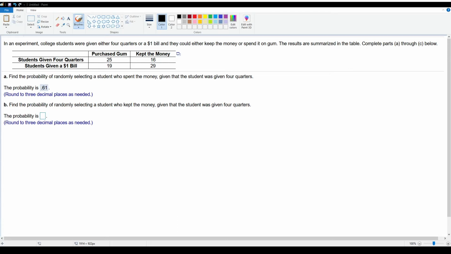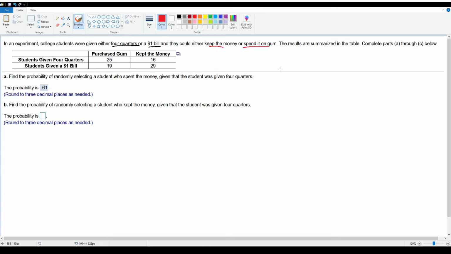Hey everyone, today we're going to be talking about conditional probability. In this scenario, we're given a problem where college students are given either 4 quarters or a $1 bill, and they can either keep the money or they can spend it on gum.